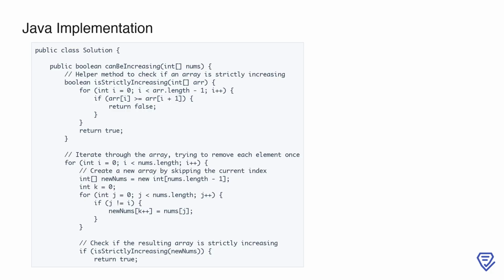Next, we move on to the main part of the algorithm, where we iterate through the nums array to test the removal of each element one by one. For every index, we create a new array, newNums, by skipping the current element. This is achieved using a nested loop where we copy all elements except the one at the current index into the new array.